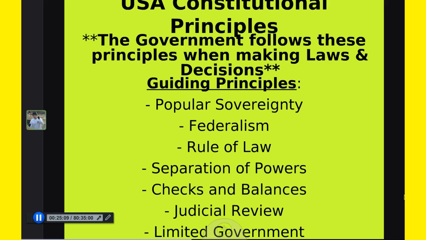We're going to be talking about the concept of popular sovereignty, federalism, rule of law, separation of powers, checks and balances, and judicial review. Some of these are words we talked about in Unit 1. Some of these are items we haven't talked about, though we've kind of touched on them. And a couple of these are going to be brand new, or hopefully not brand new, but a little bit more intensive review for some of you.